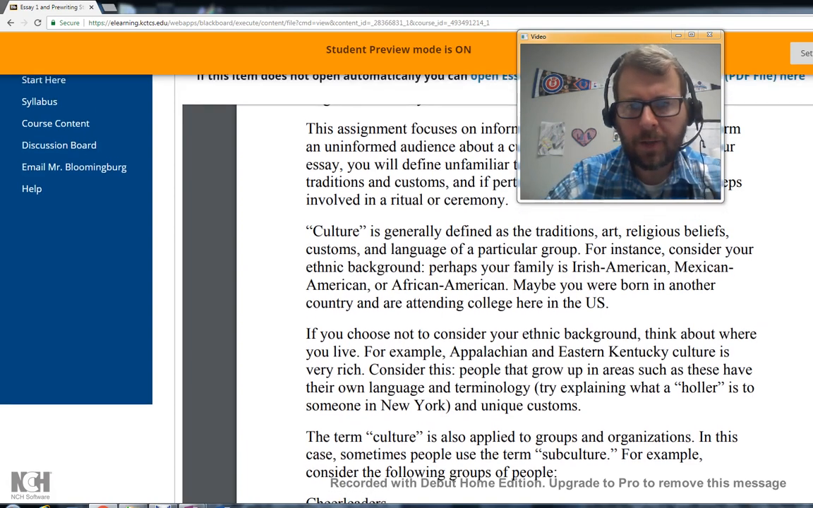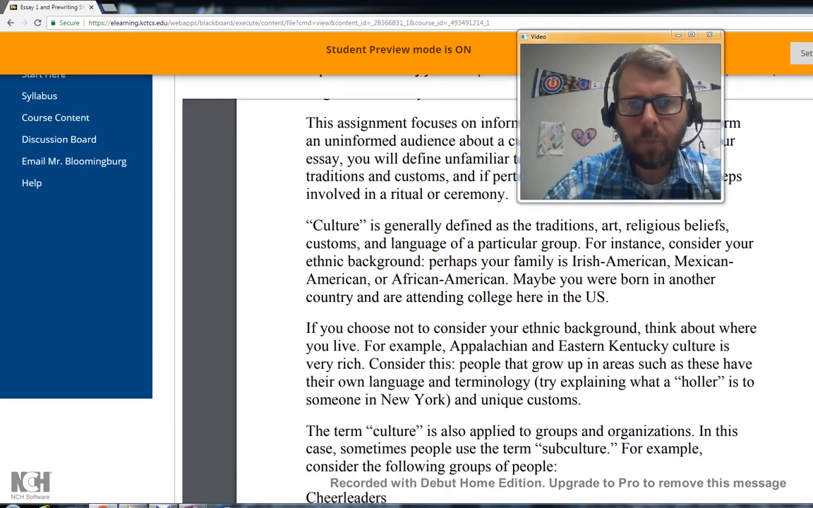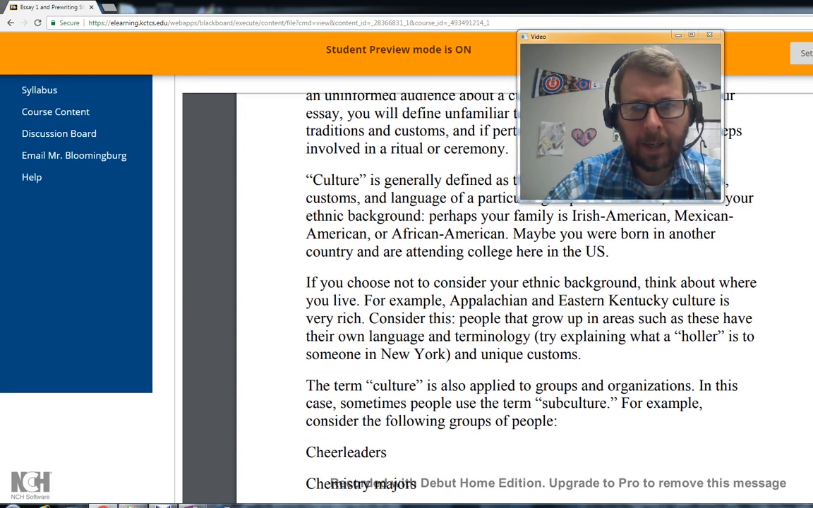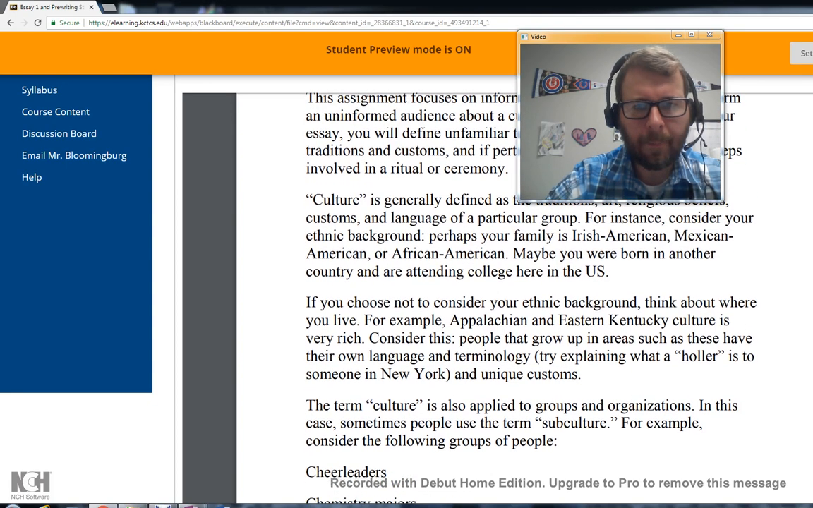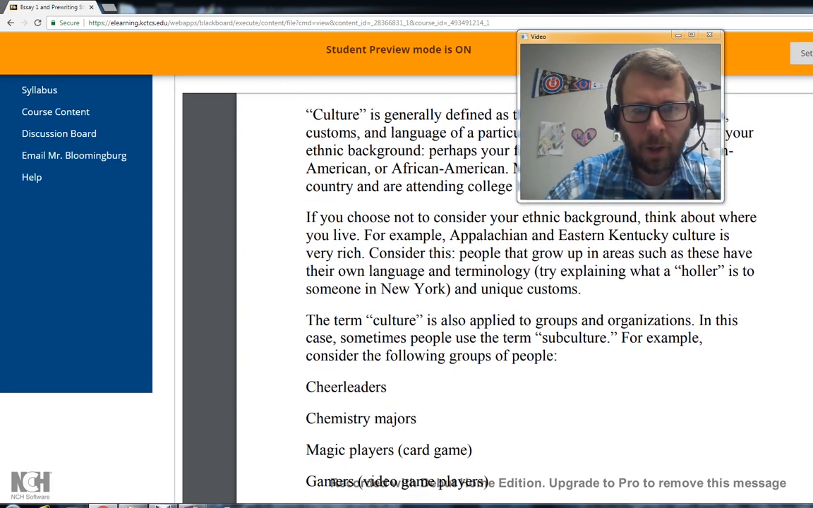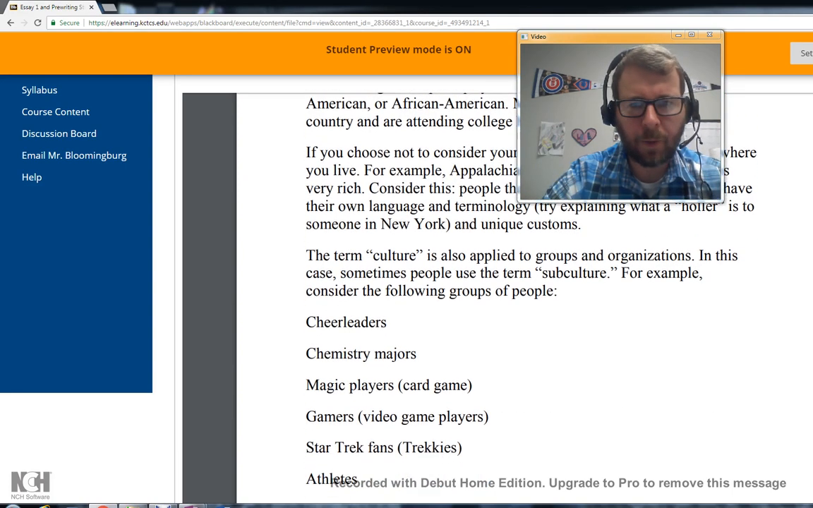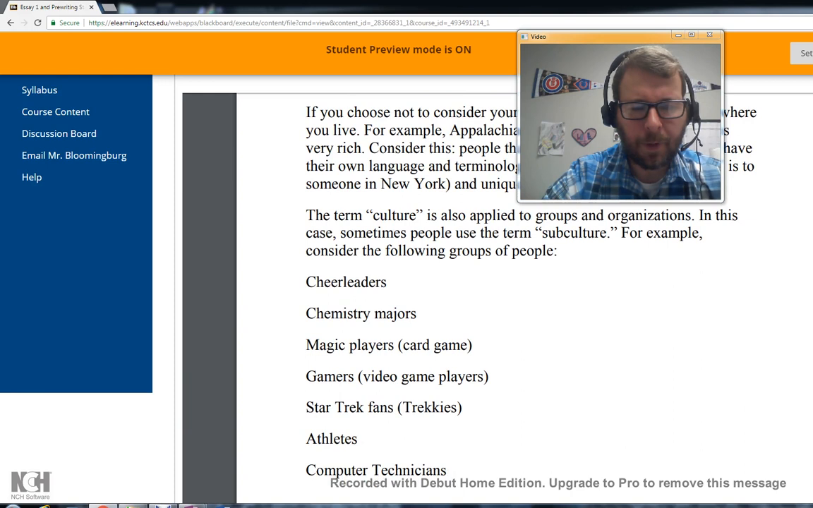Now, you could definitely talk about your ethnic background if that's something that really stands out. If you're Irish American, Mexican American, African American, you can definitely hone in on those areas to talk about how they're such an important part of your culture. Or you can also think about geography. If you're from Appalachian and Eastern Kentucky, there's a lot of rich culture there. I put on the assignment sheet, try to go to New York City and explain to someone what a holler is. You get some funny looks doing that, to say the least.